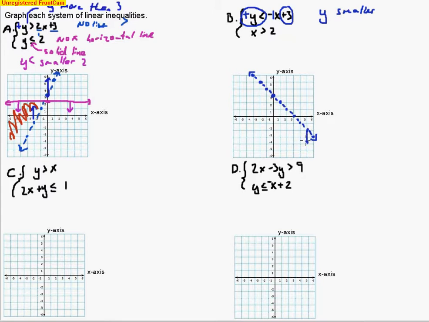Smaller means down. If the y value is way up here at +6, that means that any y value needs to be smaller than that. That's what it's saying here. Y is less, y is smaller. So that's why we end up shading down.